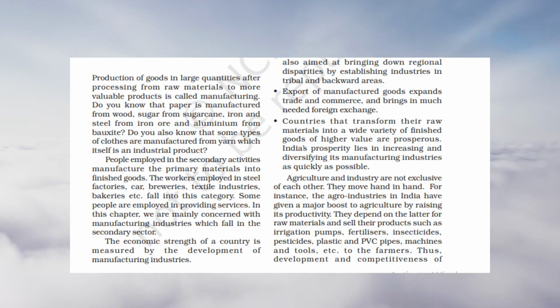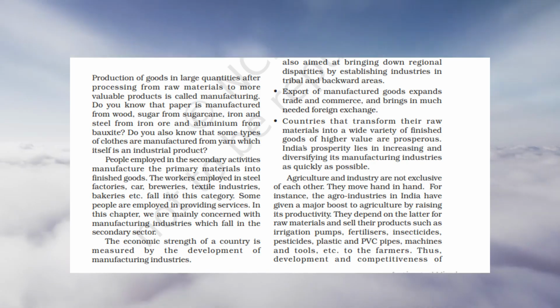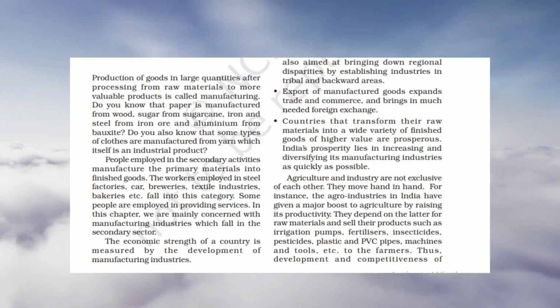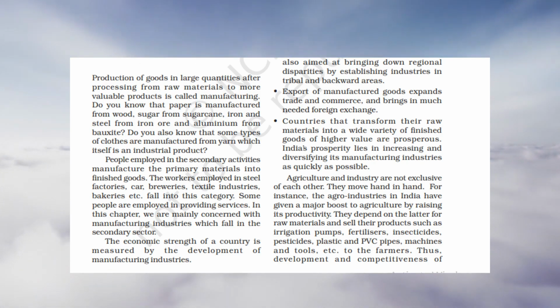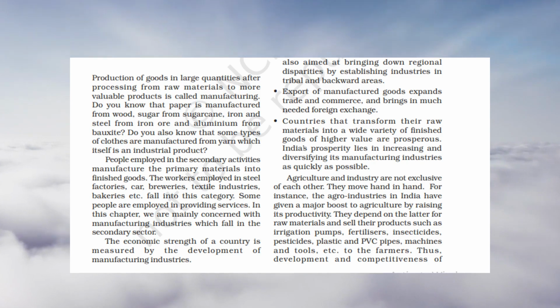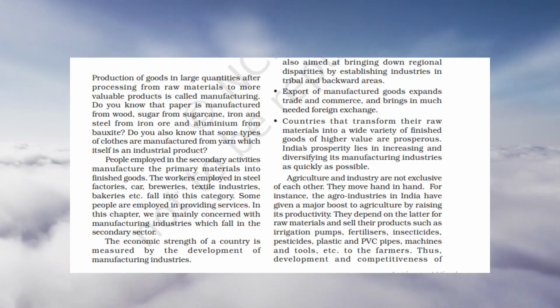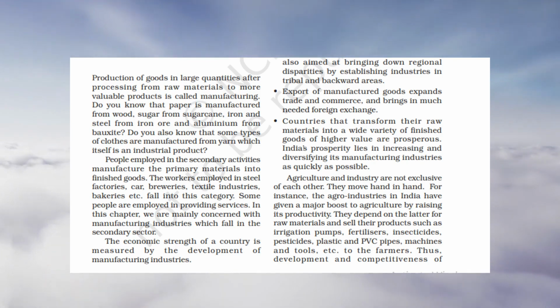Production of goods in large quantities after processing from raw materials to more valuable products is called manufacturing. Do you know that paper is manufactured from wood, sugar from sugar cane, iron and steel from iron ore and aluminium from bauxite? Do you also know that some types of clothes are manufactured from yarn, which itself is an industrial product? People employed in the secondary activities manufacture the primary materials into finished goods.